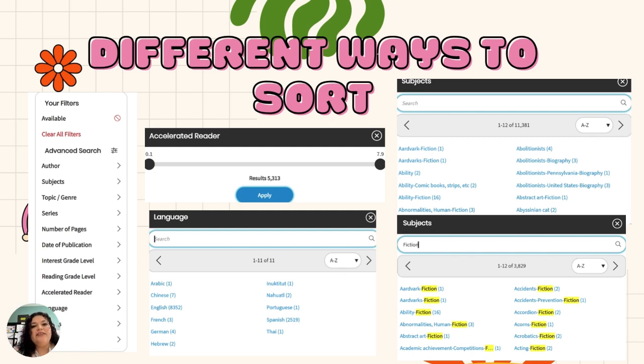So there's a lot of different ways to sort because there are a lot of resources on there. If you want your students to be testing for AR, you can select the accelerated reader option and you can fix the levels that are on there. So if you have higher students, you can make the level higher. If you have students who aren't reading as well, you can lower the accelerated reader for them.